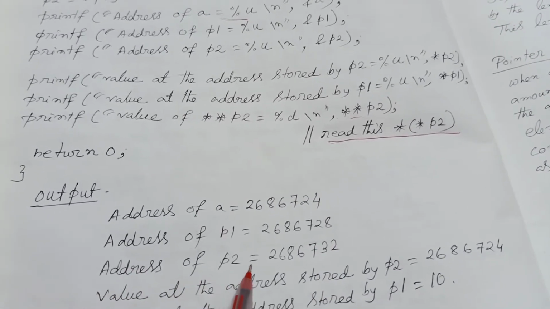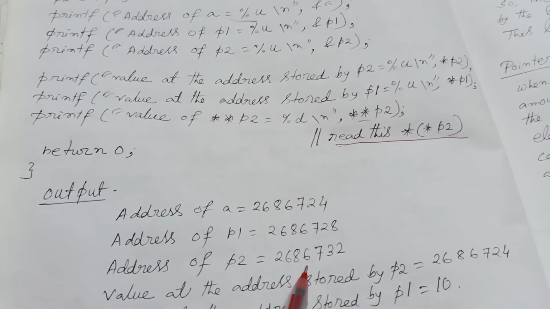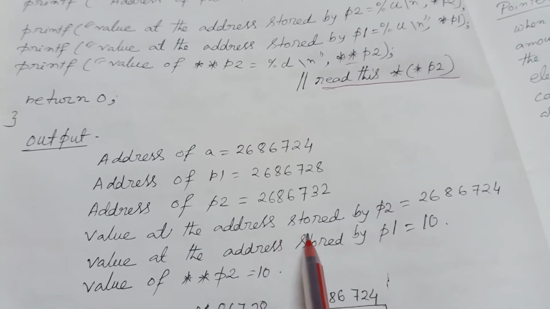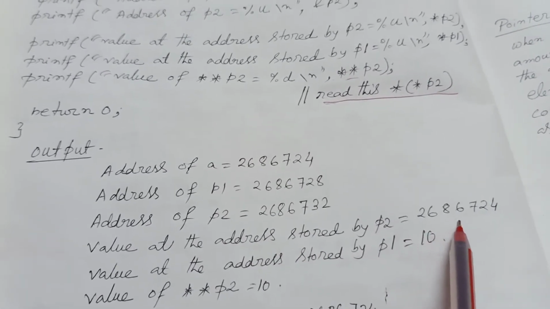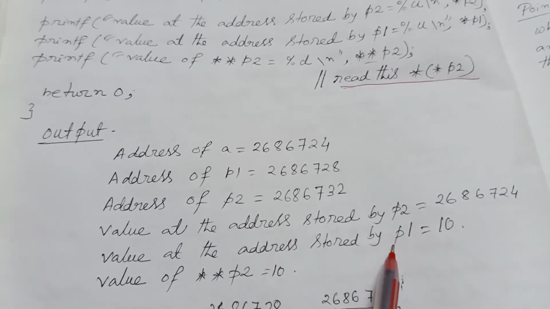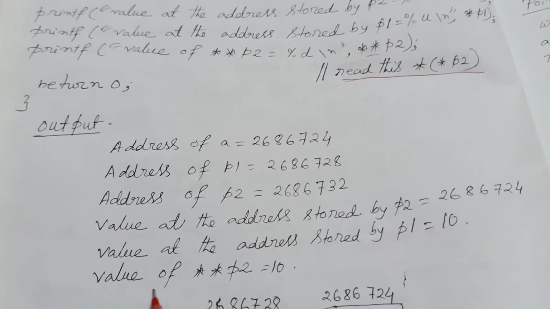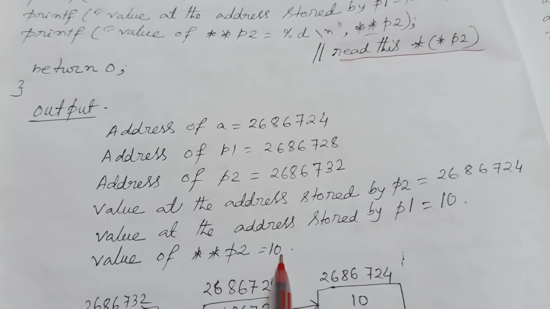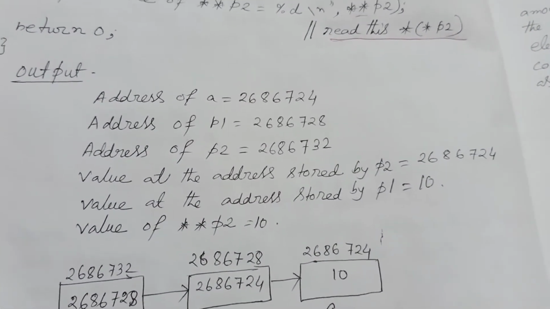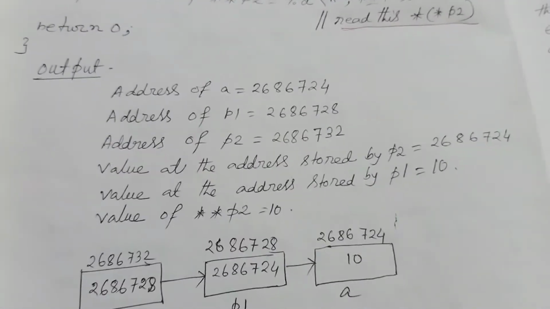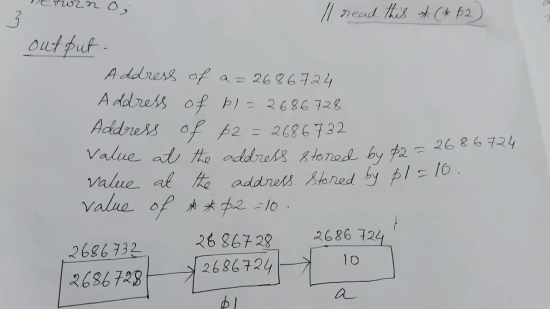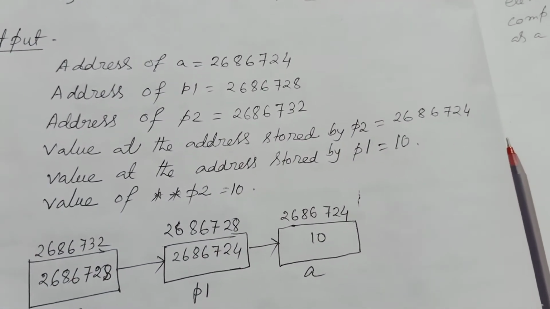Address of P2 equal to 26,86,732. The value at the address stored by P2 equal to 26,86,724. The value at the address stored by P1 equal to 10, and the value of pointer P2 equal to 100. So here we are able to display the address value. This address value will be changed, depending on the system memory. Okay.